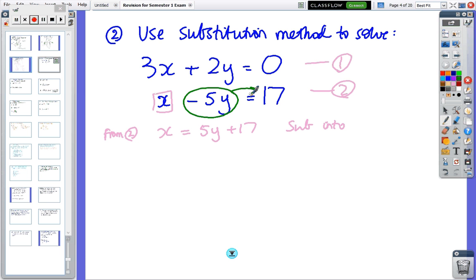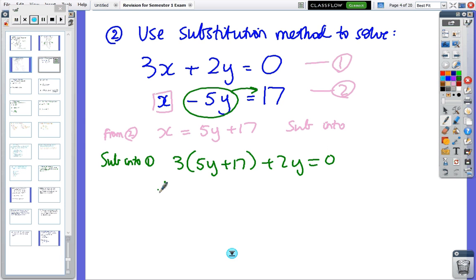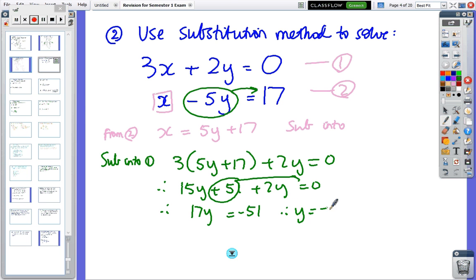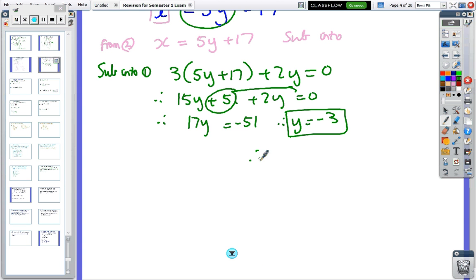So minus 5y goes across, becomes a plus 5y. And then what we're going to do is we'll sub into 1. So we've got 3 lots of 5y plus 17 plus 2y equals 0. Multiply out: 15y plus 51 plus 2y equals 0. 15 plus 2 is 17y. 51 goes across, becomes minus 51. And that gives you y equals -3. So that's one of your answers. And therefore, x, which is 5y plus 17, is -15 plus 17 equals 2.